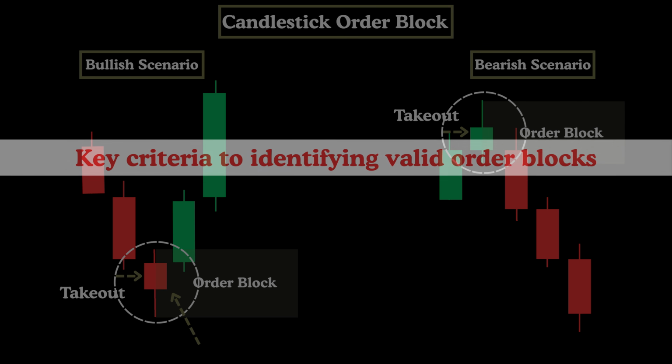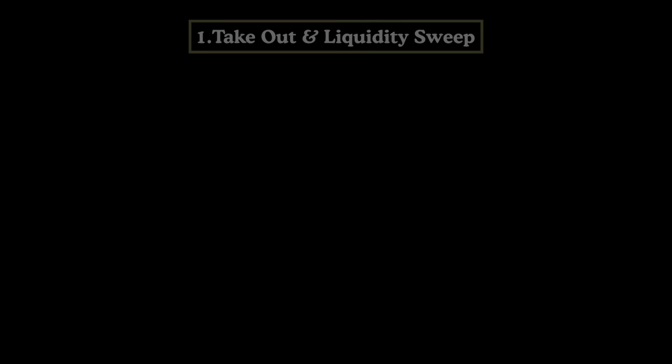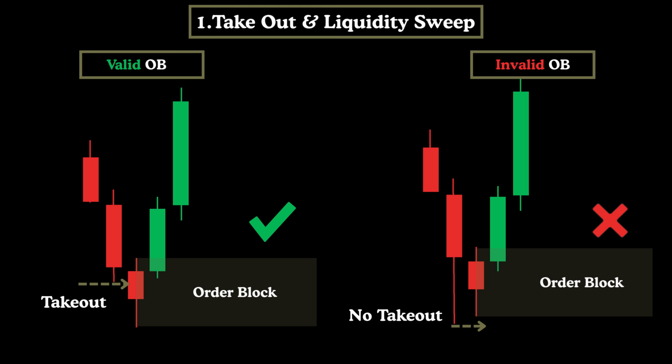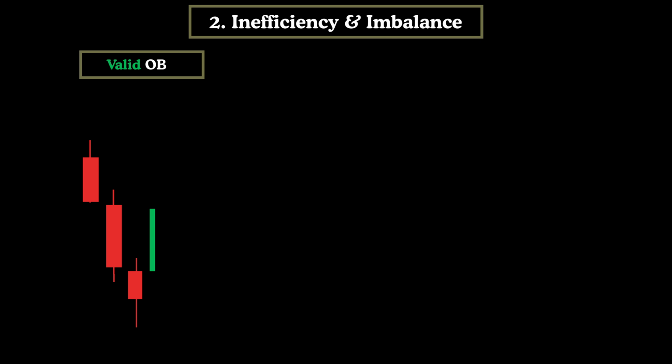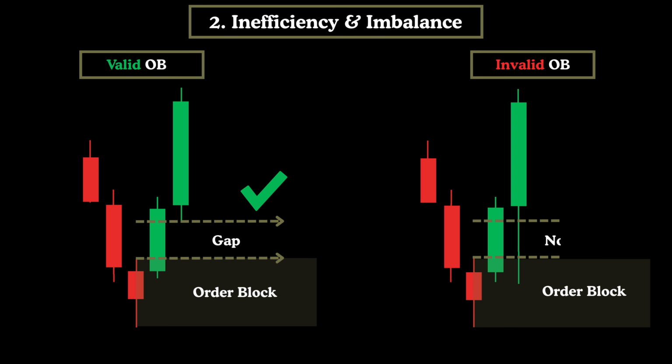Now, let's dive into the key criteria and rules to consider when identifying valid order blocks in the market, and learn how we can leverage them to our advantage. It's important to understand that for an order block to be confirmed and considered valid, the price must first sweep the liquidity above or below the prior candle. Secondly, the price should leave behind inefficiency and create an imbalance near the order block zone. If there's no clear imbalance between the following candles, the order block in question cannot be deemed valid.